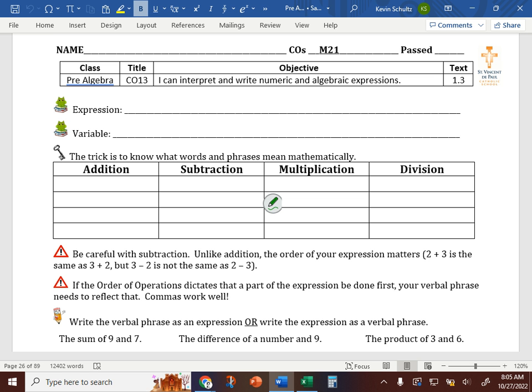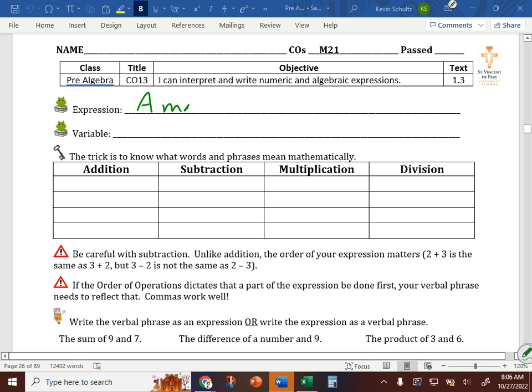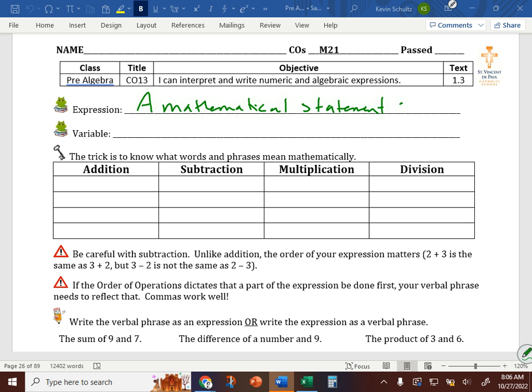Anthony. Is it like addition could be like sum? So that's what this table down here is going to really get into, those words and those phrases that mean the operations. But the definition of a mathematical expression. Is it like an equation but you don't solve it? Yeah, okay, yes. So the definition is a mathematical statement. And as Anthony said, there is no equal sign.